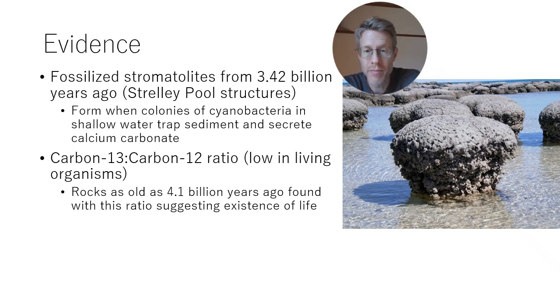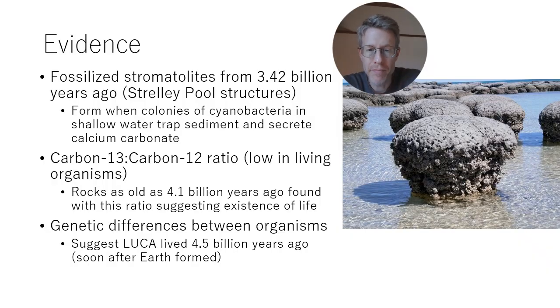So when we look at rocks, we can find out this ratio of isotopes in those rocks. There are ways to do that. And we've found rocks that are as old as 4.1 billion years old that have this kind of ratio, suggesting they came from living things. They're not a fossil, they're just a rock, but it suggests the rock is the product of a living thing. It contains elements, bits of living things that existed a long time ago. And we've shown they're 4.1 billion years old, so that suggests that maybe life existed before 3.42 billion years ago.